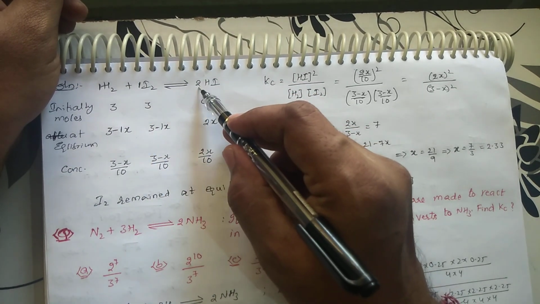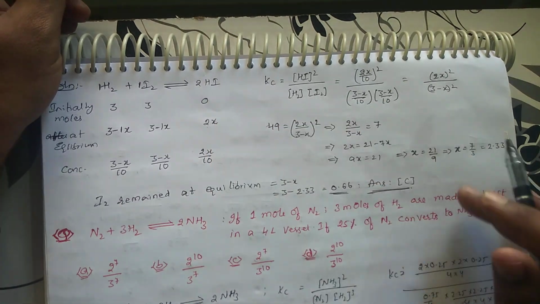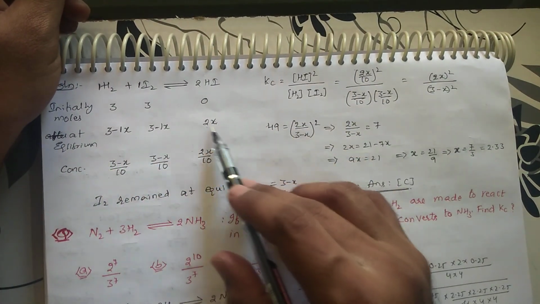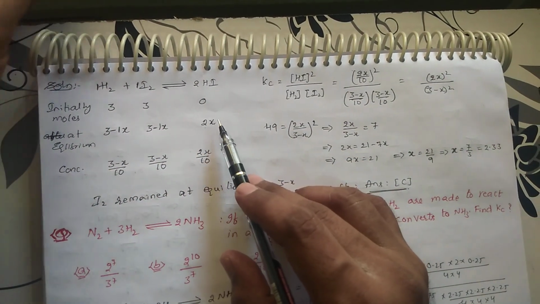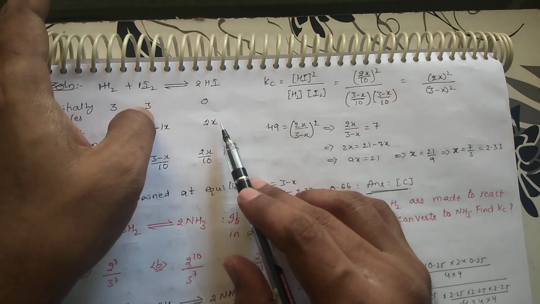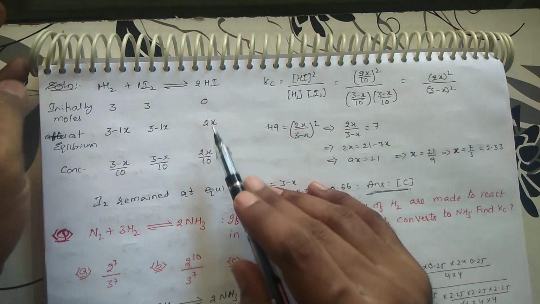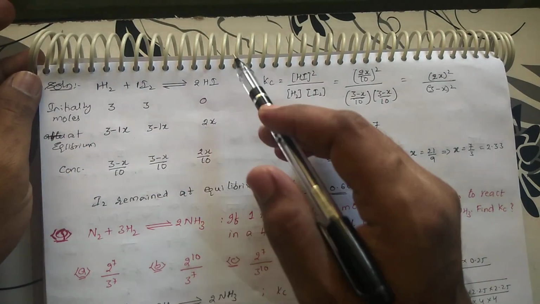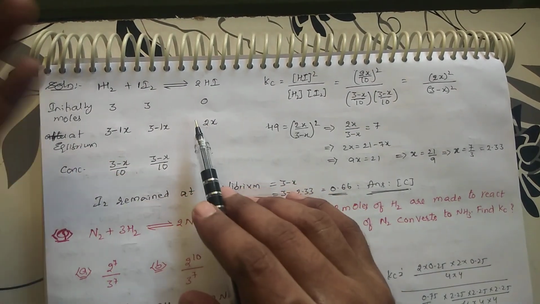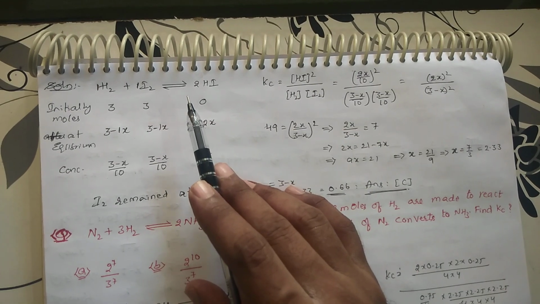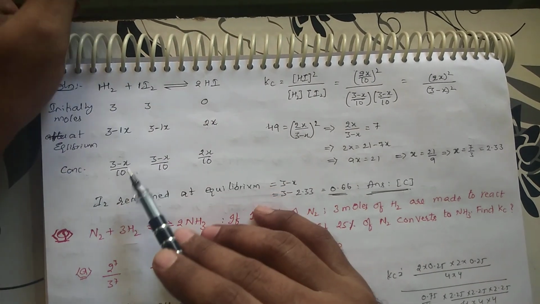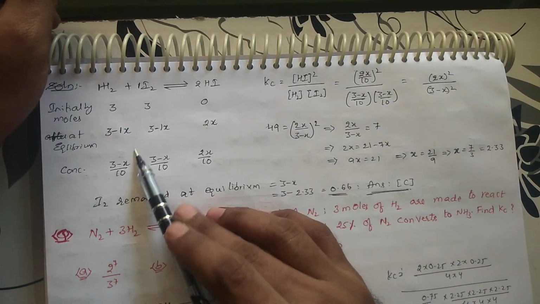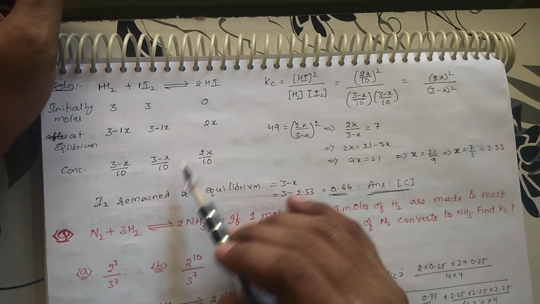How many moles are there here? 2 moles into x. This is the pattern. So the moles are 3 minus 1x, 3 minus 1x, 2 into x, based on the stoichiometric coefficients. If you want the concentration, these are the number of moles, right? He has not mentioned concentration, he has directly mentioned moles. Moles by volume is concentration, right? So the concentrations are 3 minus x by 10, 3 minus x by 10, 2x by 10.